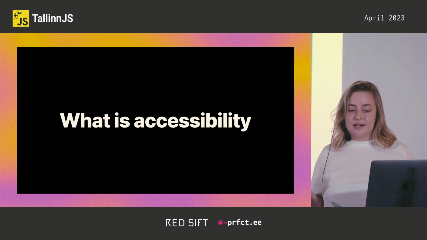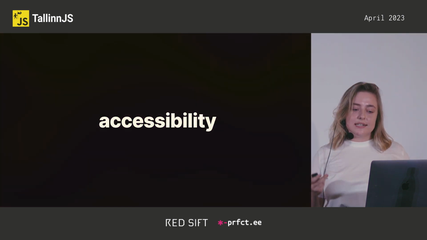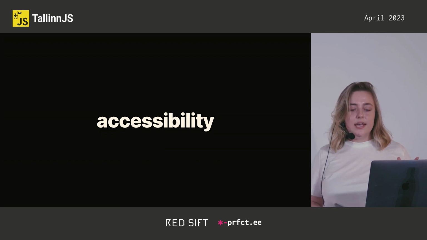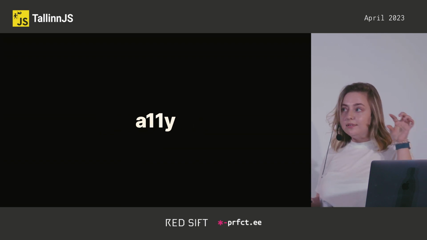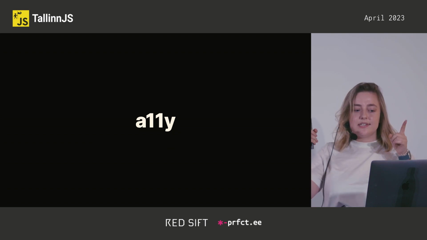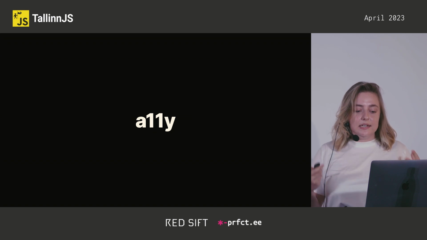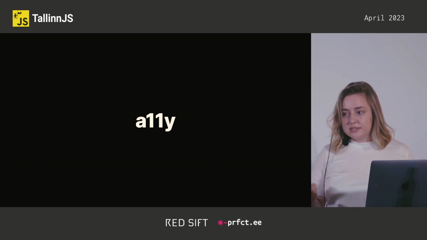And what is accessibility in general? Accessibility, because it's such a long word that's sometimes really hard to spell, is often shortened as A11Y, the 11 meaning there are 11 symbols between A and Y. And it means making things easy for everyone to use, including people with disabilities.